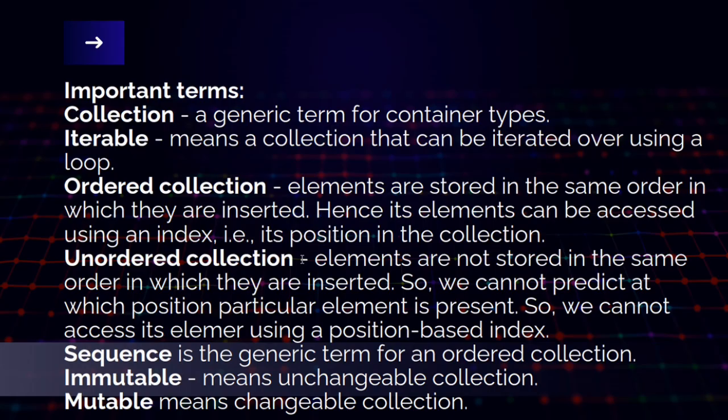Unordered collection. Elements are not stored in the same order in which they are inserted, so we cannot predict at which position a particular element is present. So we cannot access its elements using a position based index. Sequence. Sequence is the generic term for an ordered collection. Immutable. Immutable means unchangeable collection. Mutable means changeable collection, meaning once it is declared it can be changed after the declaration.